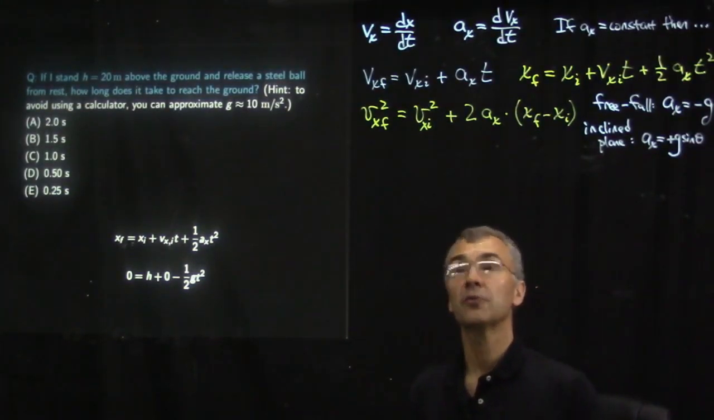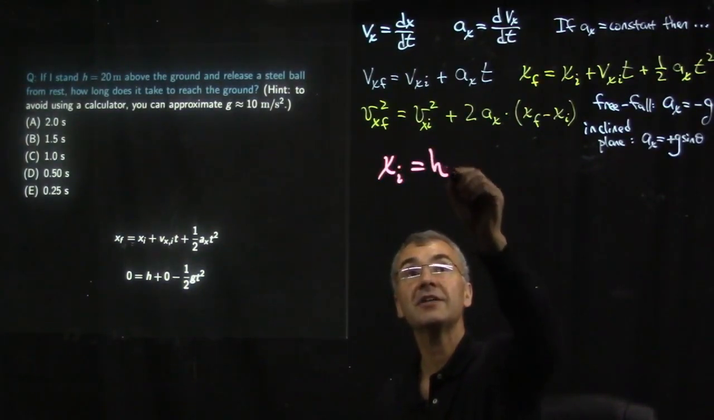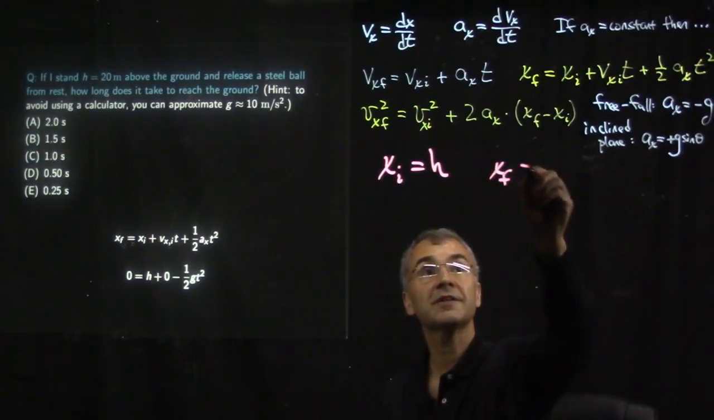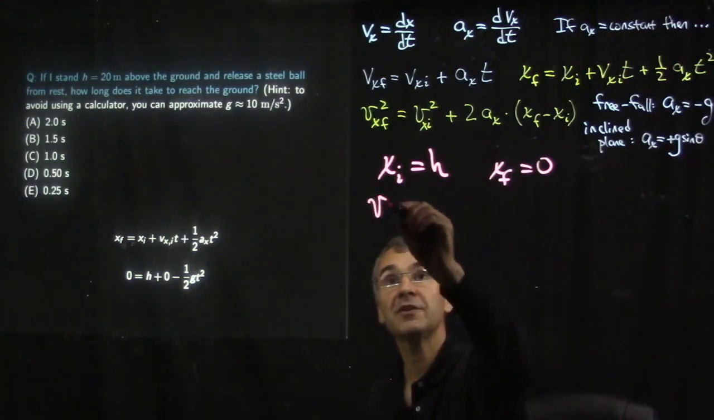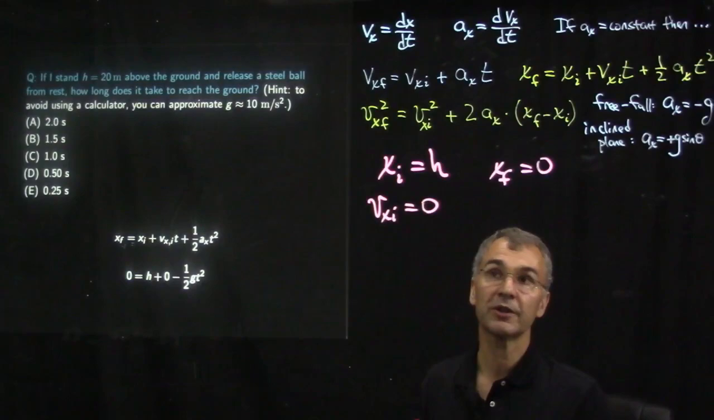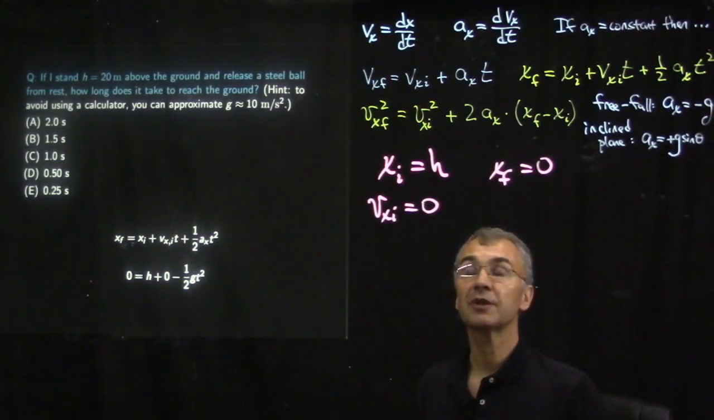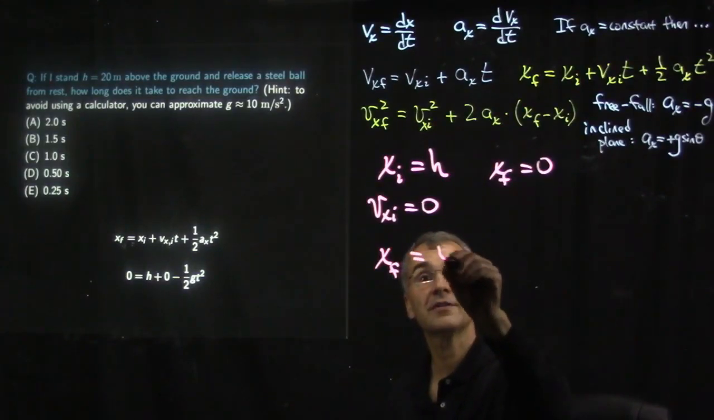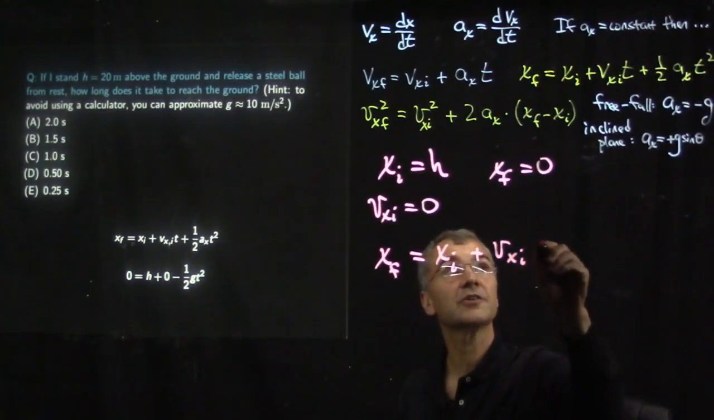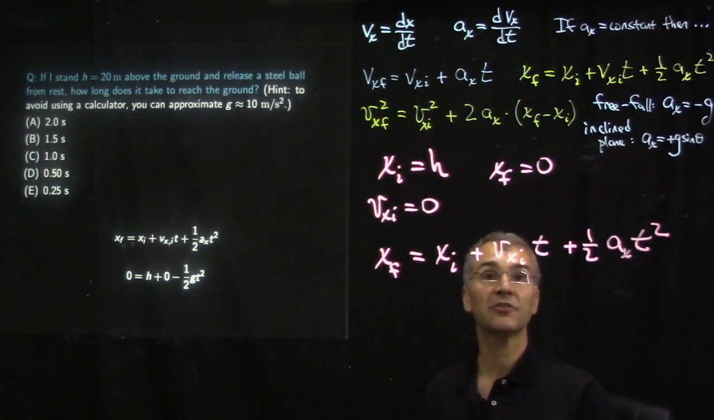What do we know? We know that x initial is h, and we know that x final is 0. 0 is ground level, h is h meters above the ground. And we know that Vx initial is 0 because we simply release it from rest. We don't shove it. And we want to know how long it takes to reach the ground. So I think we can use this result. We'll say x final is x initial plus Vx initial t plus 1/2 a t squared, and we know that a is minus g.